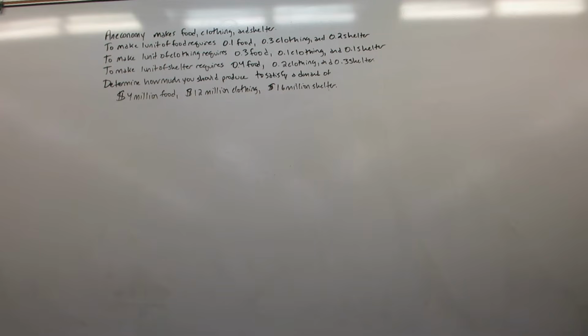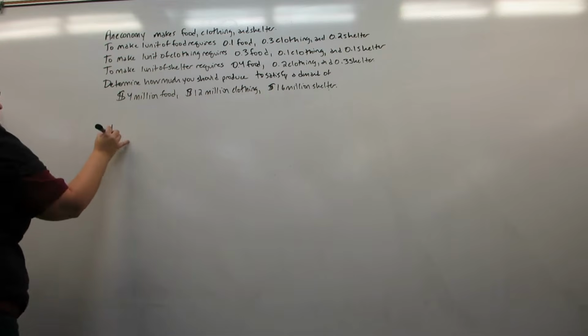I'm going to do an example of a Leontief input-output model for an economy. So in our economy, we're going to be making just food, clothing, and shelter. Each unit of food, clothing, or shelter requires the consumption of some of each of the rest with the numbers provided. And we want to know how much we should produce to satisfy the given demand.